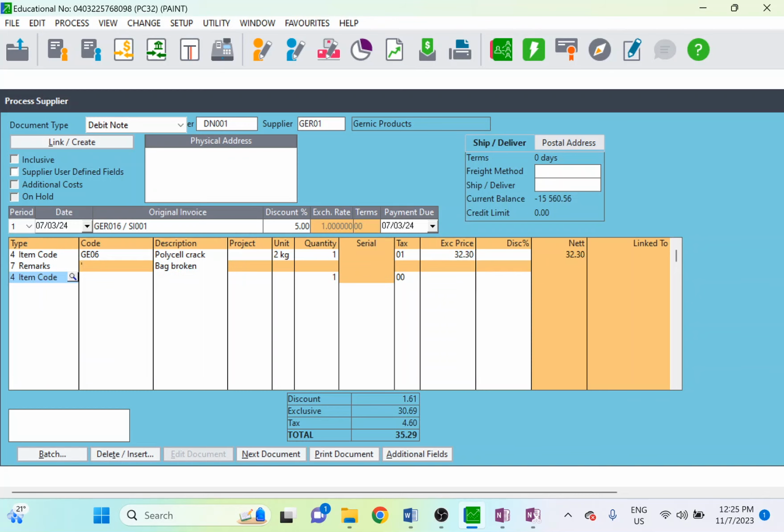Those of you who prefer message box, you go to message box. Code is GE06. Do not just type the message without the code. The message without code is wrong. So GE06, you can see it here. No need to page your question paper. GE06, and then bag broken. That's how you do your debit note. Then you print document.